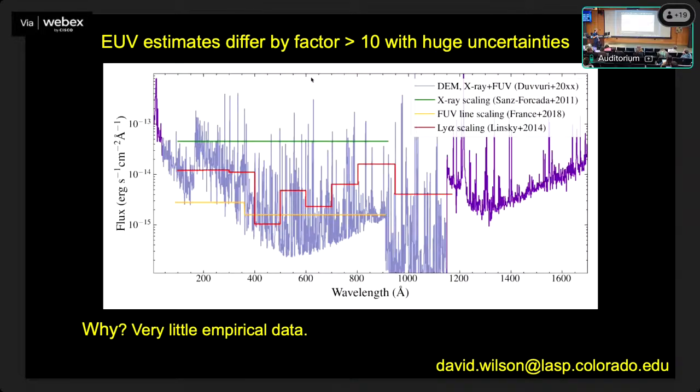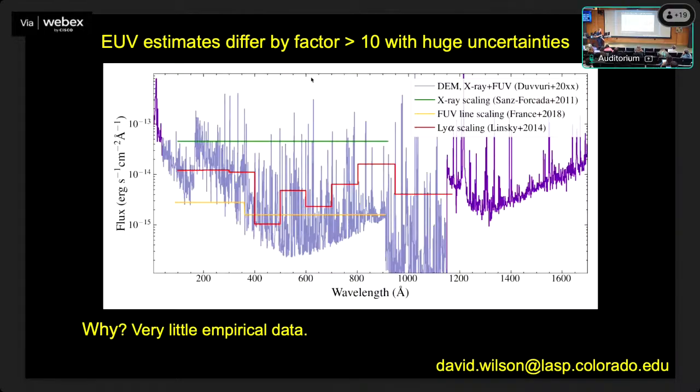This is 4 different ways of estimating the EUV flux. So the spectrum in the background is what you'll get in a MUSCLES or MEGA-MUSCLES SED. It's the differential emission measure model, which uses the fluxes from FUV lines and the X-ray flux to model the spectrum in between. But you can also scale from the X-ray, you can scale from FUV lines, you can scale from Lyman alpha. All of them disagree. There's over an order of magnitude in between these two lines. And then you can put an order of magnitude error bar on them.